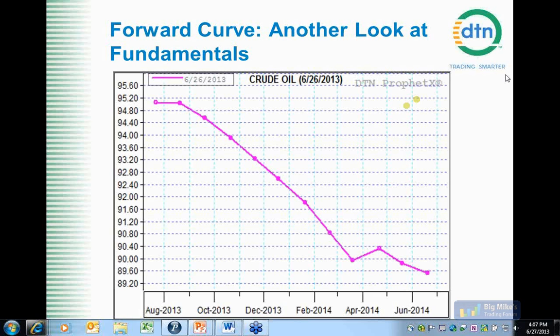So this is just another way of looking at the big picture in market fundamentals. This doesn't show us the trend that I like to look at. That was the previous chart. But the overall picture of a market's view of fundamentals can certainly be shown with a forward curve chart.